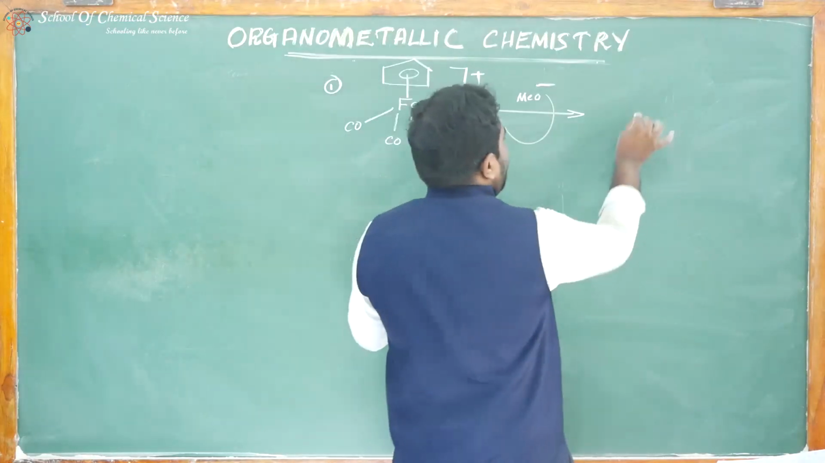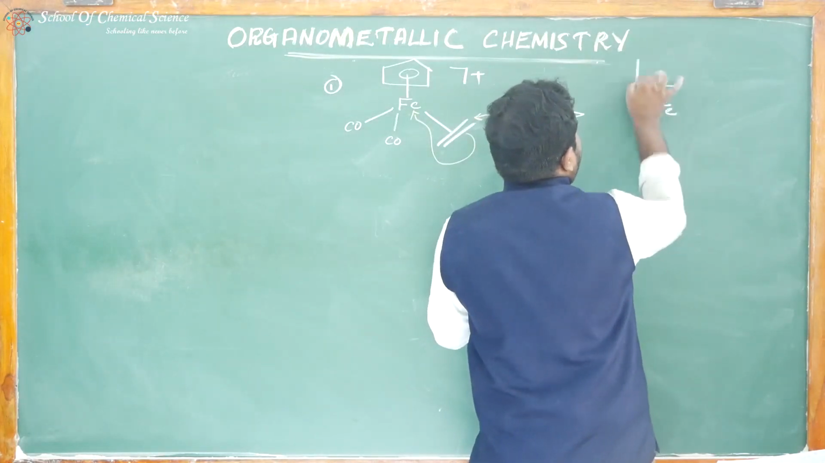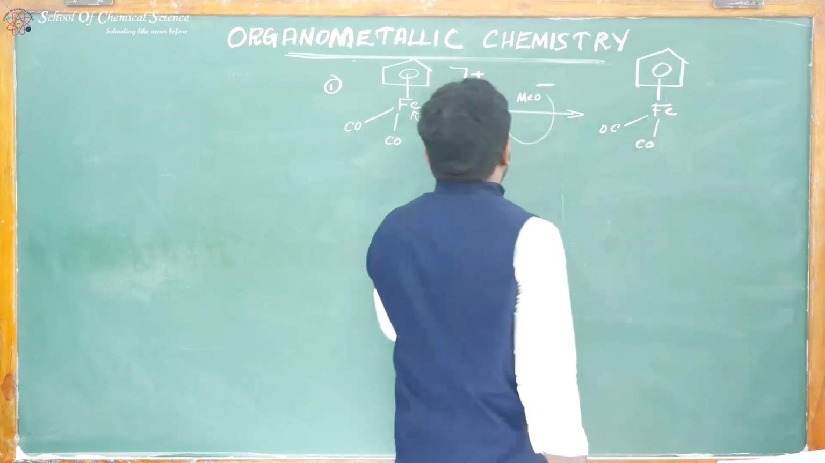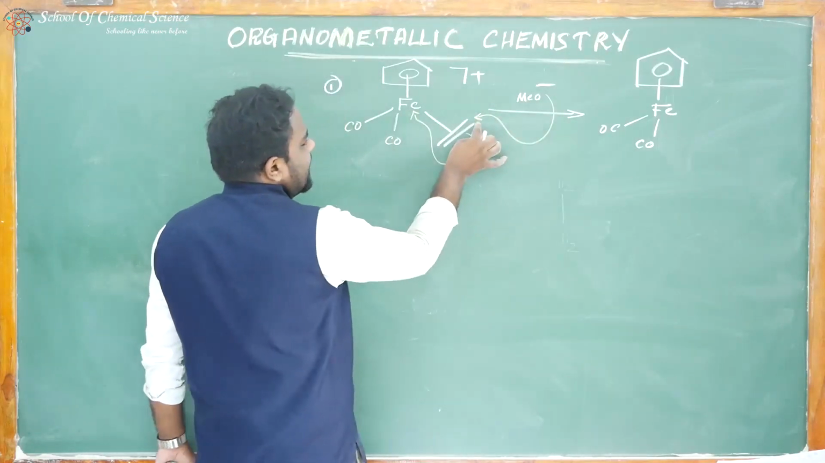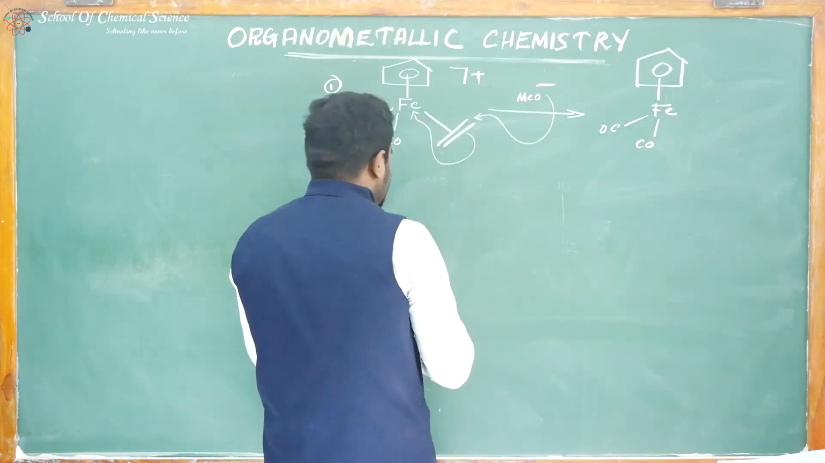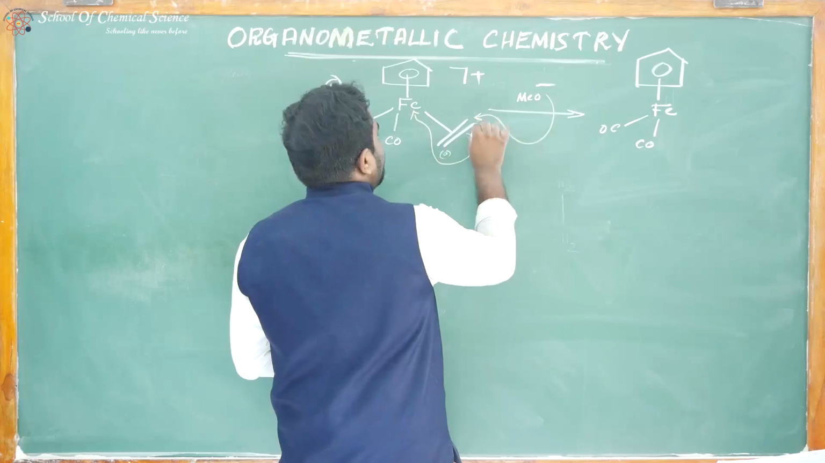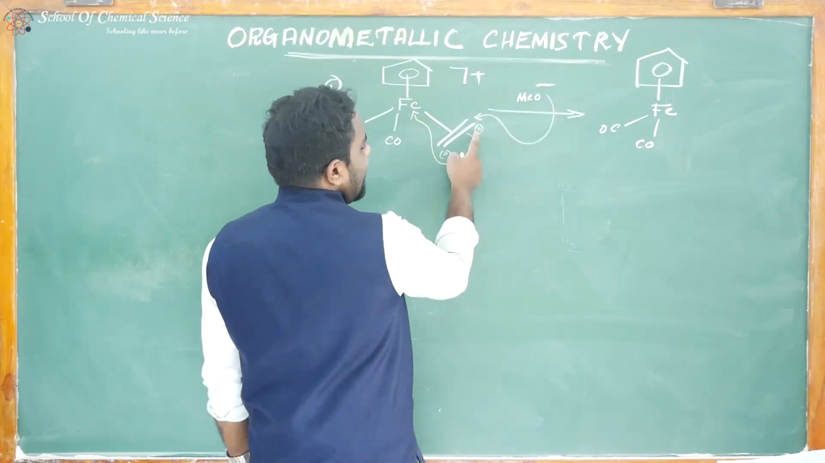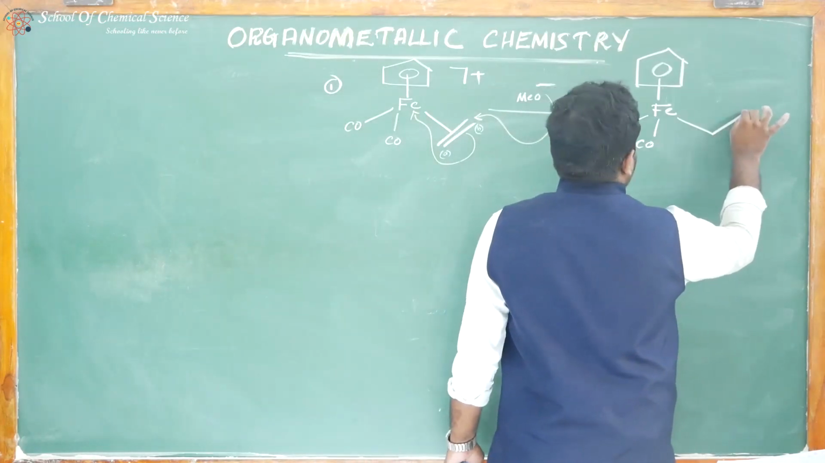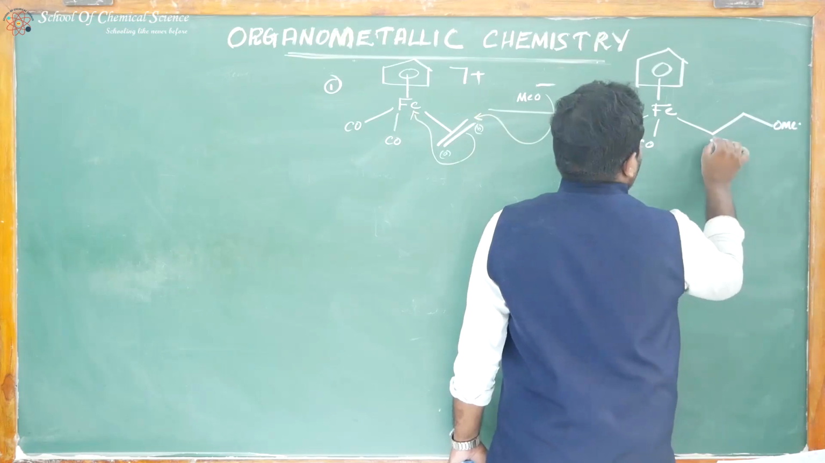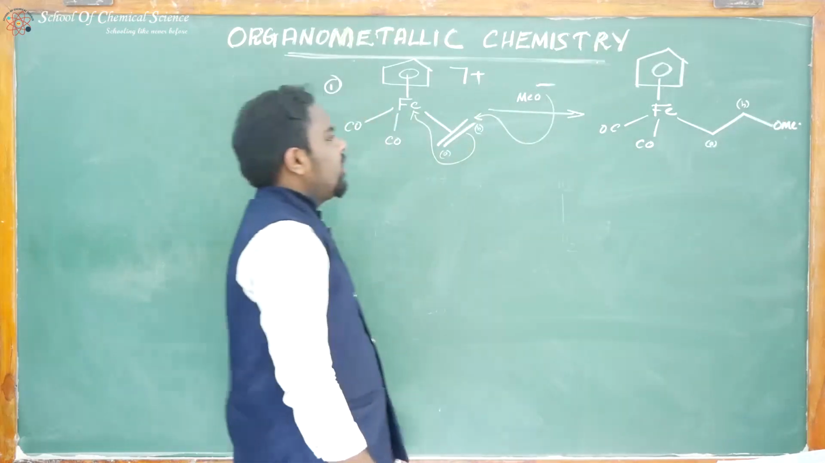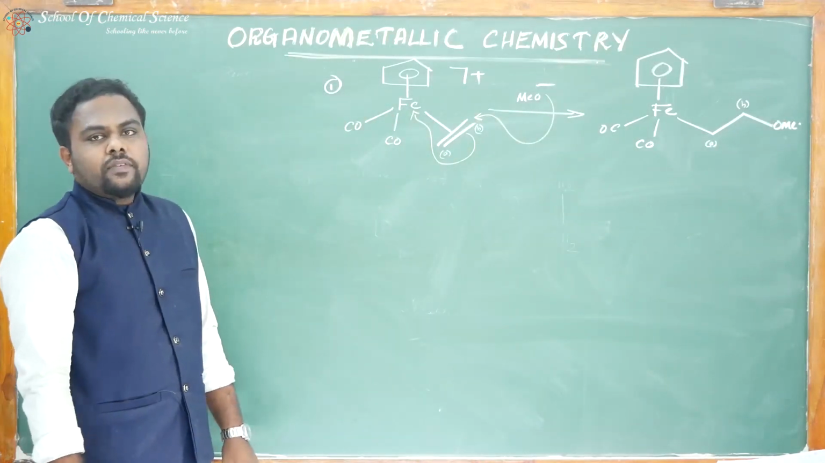Then how can you write the product? Fe Cp as such, Cp is not reacted. Here a carbon monoxide is there. OMe minus attacks this carbon, then the other carbon is connected to the metal. For example, this is carbon A, carbon B. When OMe minus attacks carbon B, A will connect to iron. This is carbon A and B, carbon B containing OMe. So that will be your product.